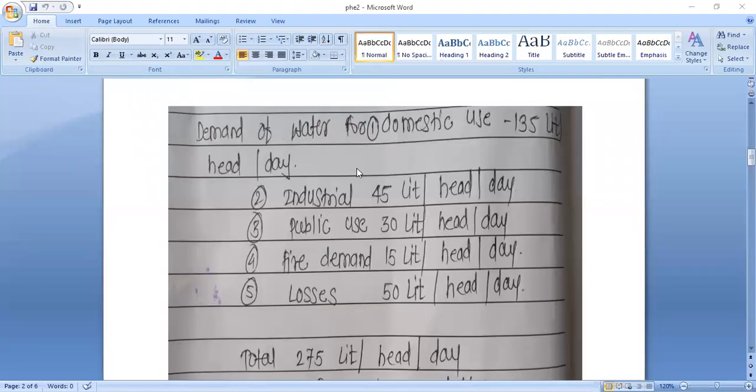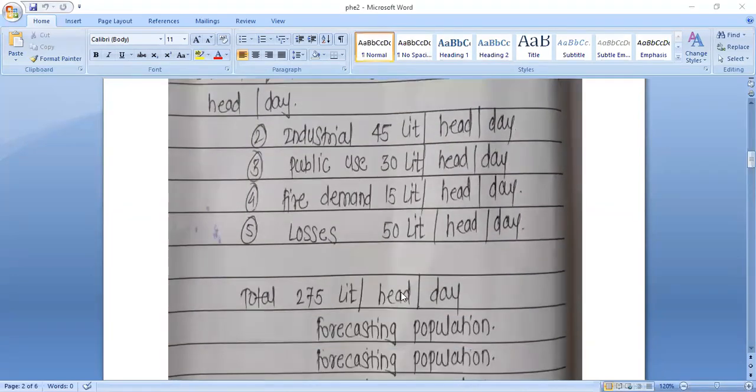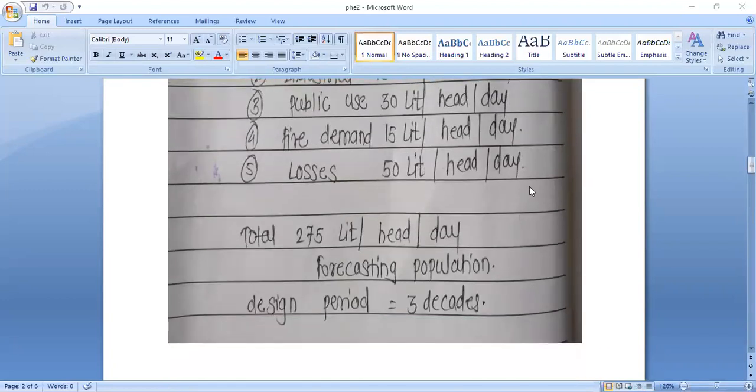Now see, also given in the problem are the various demands of water. First is the domestic demand for that residential area, which is 135 liter per head per day. Then industrial demand is 45 liter per head per day. Then public use is 30 liter per head per day. Then fire demand is 50 liter per head per day, and the losses are 50 liter per head per day.